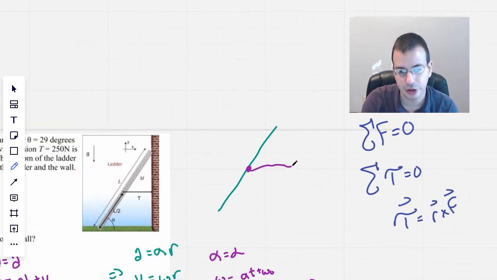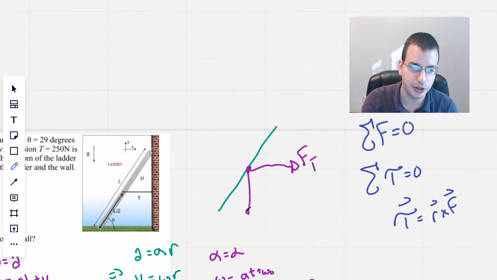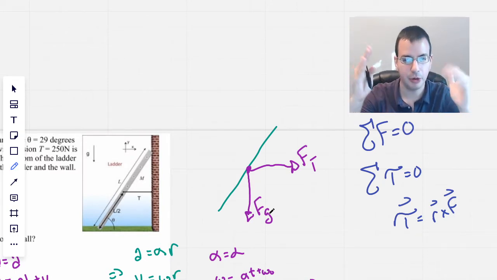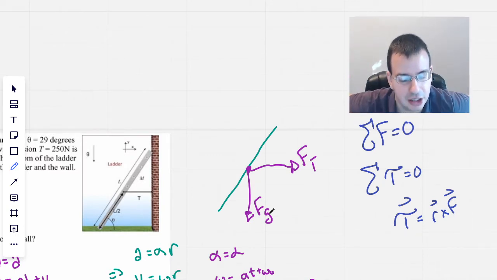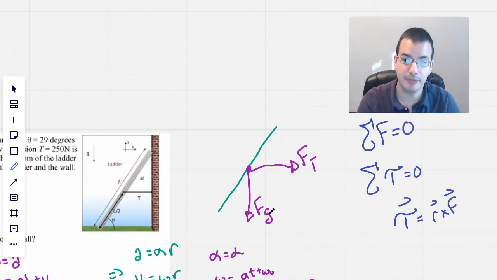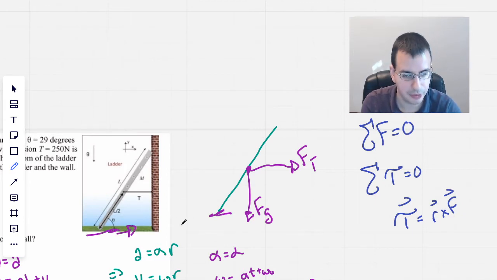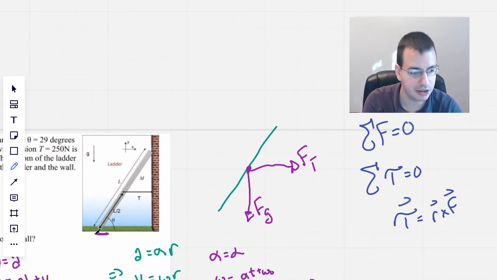We have a force going this direction called force tension. We have a force going this direction. I'm going to call it force gravity. Gravity is acting on the whole length of the ladder, but we can basically sum it up and say that it's acting on the center of mass of the ladder. We also have ground here, and it's allowed to slide this direction. I'll probably get rid of that. The ladder's allowed to slide in this direction, and the ladder's allowed to slide in this direction.